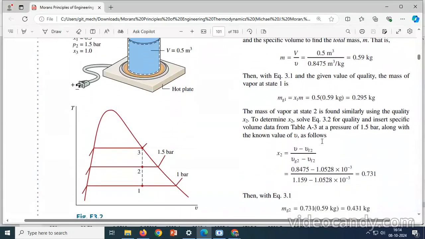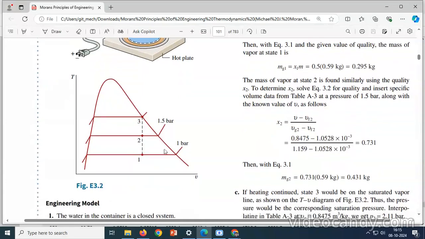Next, you can see the given value of quality. So quality was also mentioned earlier, 0.5. Now what is the vapor mass? So this is, I'm telling, liquid mass. Now they are finding vapor mass. Any reason why we need to multiply with 0.5? We are multiplying because in state 1, I told you the quality of the steam is 50%. 50% was liquid, 50% was vapor. So they are multiplying by 50%, which means 0.59 is reduced to 50%. If you multiply 0.59 with 0.5, you will get 0.295 kg in vapors. So these are the vapors, these are the liquid.